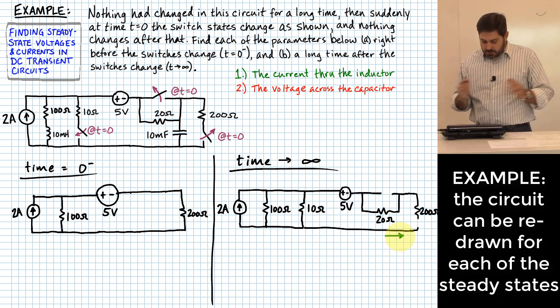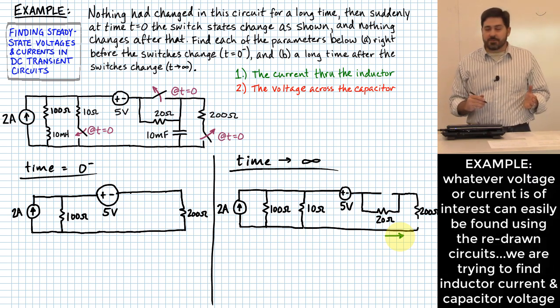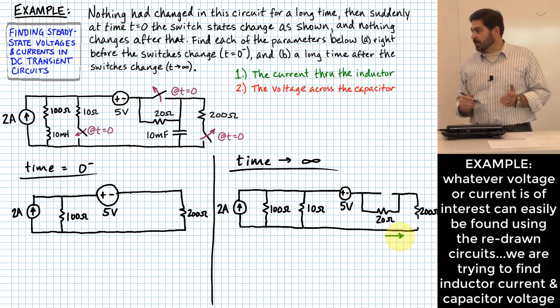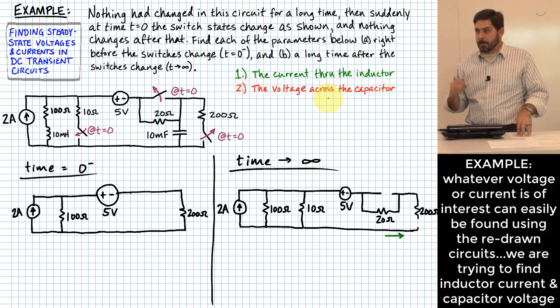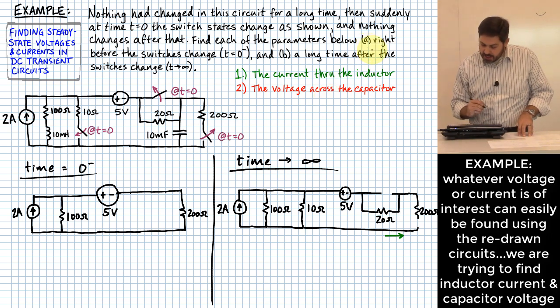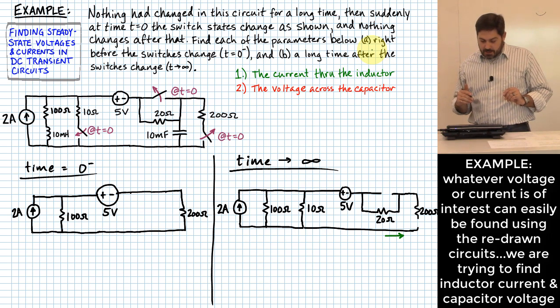Okay? So we drew the 2 states. Now what? Maybe it's a good idea to identify what we're looking for, right? It says there we're trying to figure out the current through the inductor and the voltage across the capacitor. And we're supposed to do that right before the switches change and then a long time after the switches change. So why don't we start over here on the inductor side.